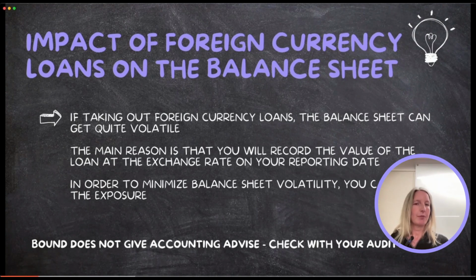And the main reason for it is that you will record your liability at the value of the exchange rate on your reporting date. So you'll have one rate to start with, you'll know what you get, and then during the life of the loan, exchange rates are going to fluctuate, and that can create volatility on your balance sheet. Quick note, Bound does not give accounting advice, so always check with your auditor or accountants, and it's specific to your accounting standards as well.